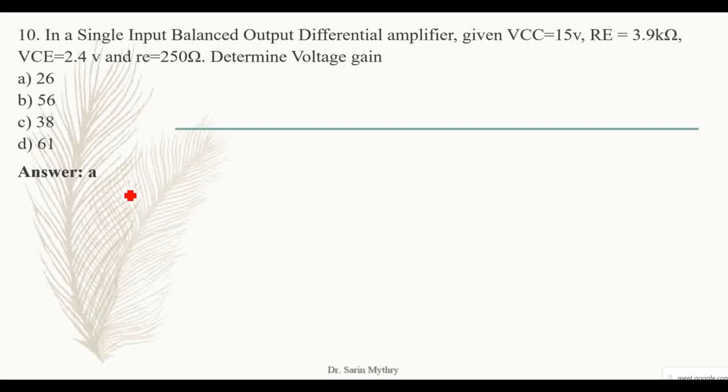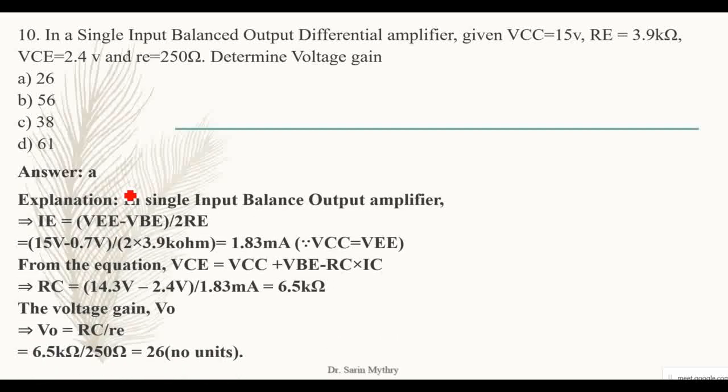Let us see how it is the correct option. A is the answer. Explanation: in a single input balanced output amplifier, what is the difference between the previous one and this one? In the previous question, the differential amplifier had only one input and one output. But this one has a single input and balanced output. Balanced output means it has two outputs, so your output is taken in between C1 and C2. That's why it's a balanced output amplifier. Single input means it has only one input.